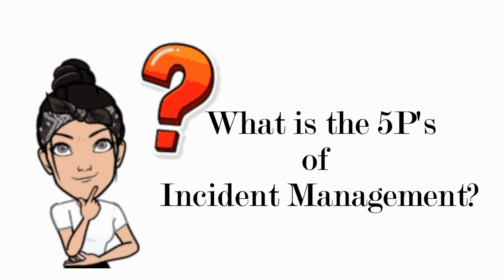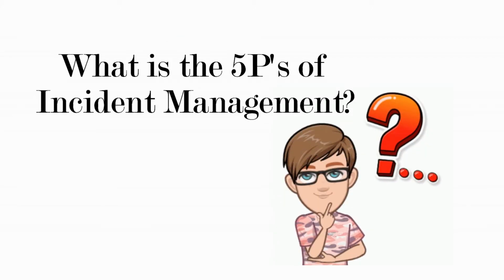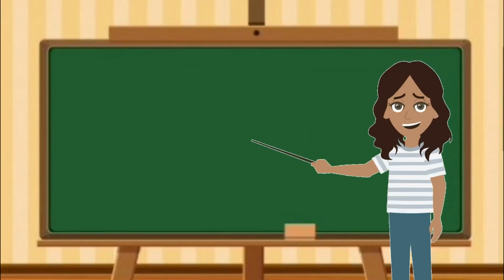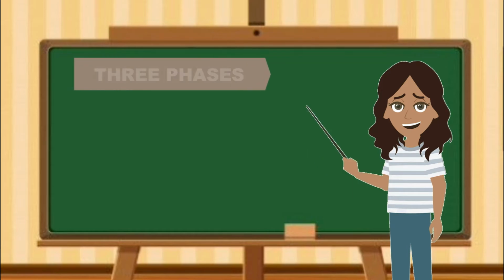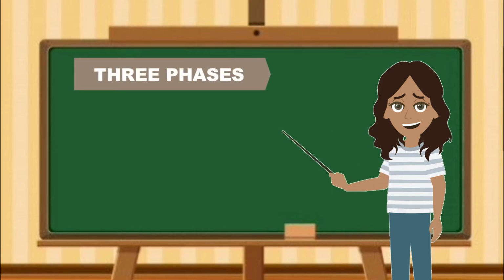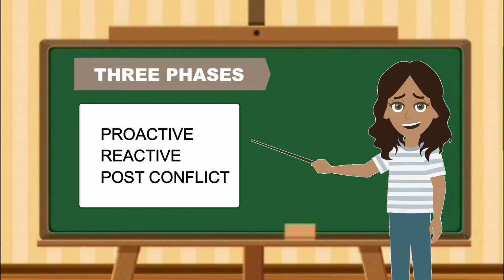This is the 5 P's of incident management. The 5 P's of incident management are executed in 3 phases: the proactive, reactive, and post-conflict phase.